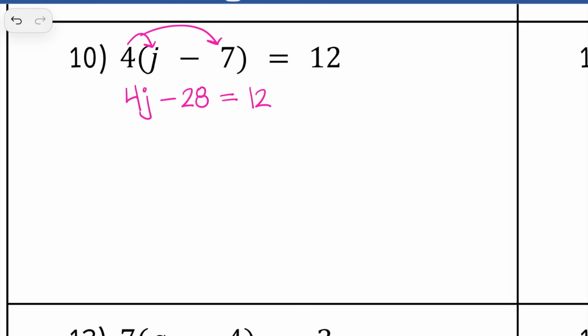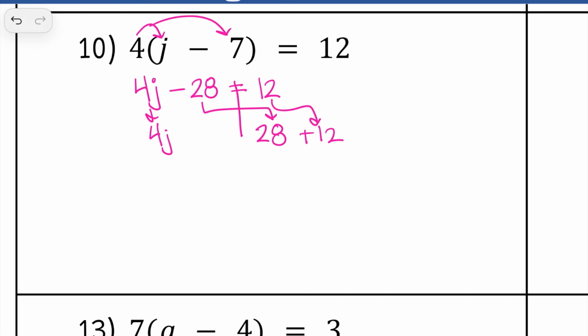You're bringing down the equals and the 12. Now that your parentheses are gone, let's use that vertical line method for this one. So the 4J is on the correct side, so it came straight down. The minus 28 comes over here, becomes a positive 28. The 12 is on the correct side, it stays there.